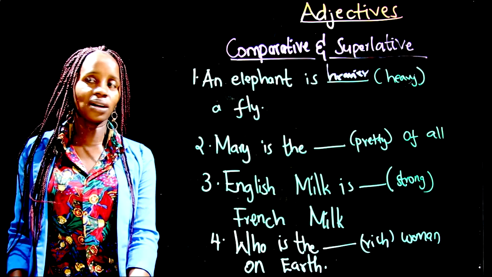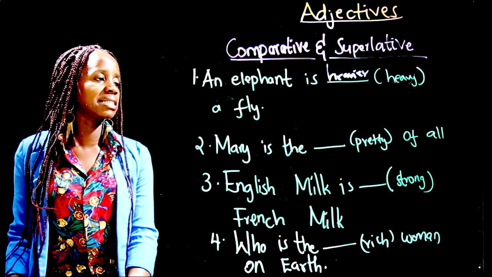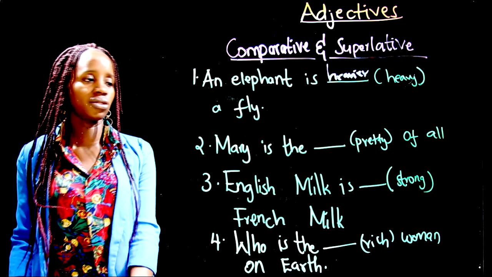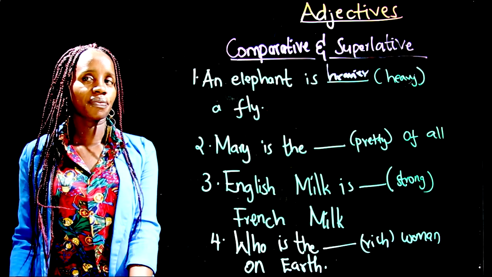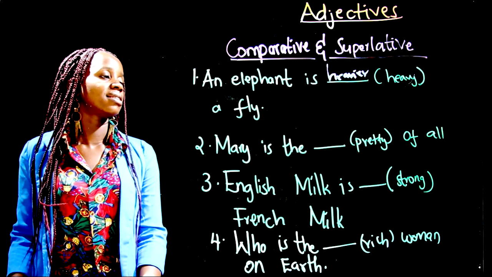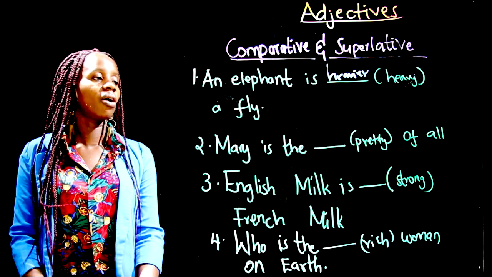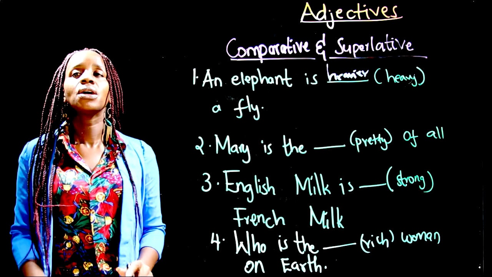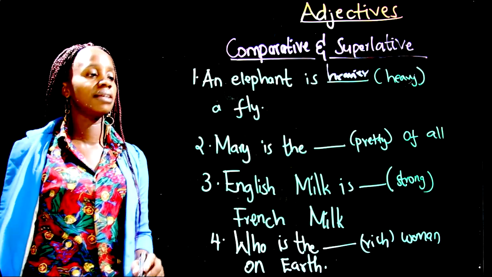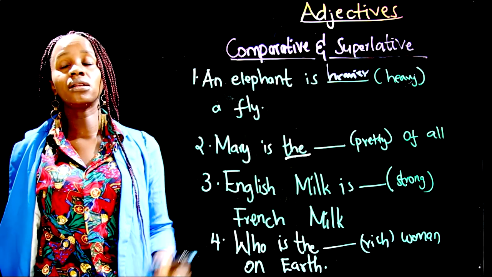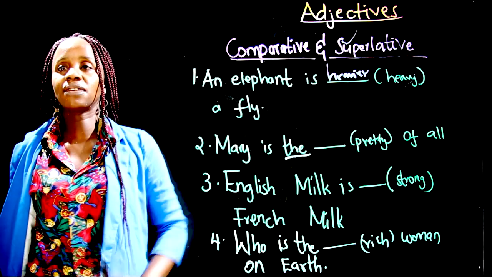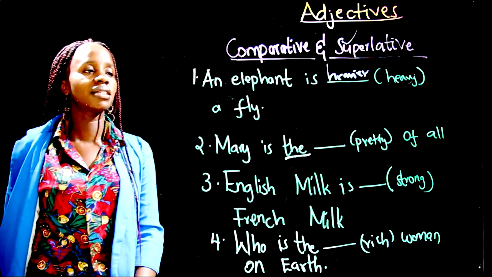Okay, so the second one, Mary is the dash pretty of all. So try that out, try it alone. Okay, have you tried it? Good. So Mary is the prettiest of all. Why are we saying that? Because as you can see, we have the article "the" there. The article "the", we said, brings about the superlative, superior nature of that adjective.